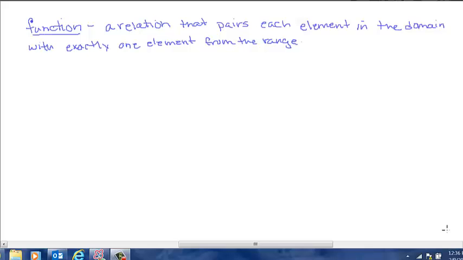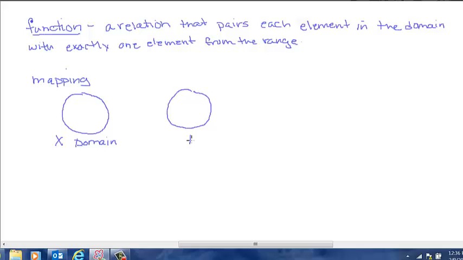A function is a relation that pairs each element in the domain with exactly one element from the range. So first, let's look at a function as a mapping. And we'll look at this set as our domain, which is typically our x values. And we'll look at this set as our range, which typically we call our y values. And we'll call this function f. So f maps each element in the domain to exactly one element in the range.